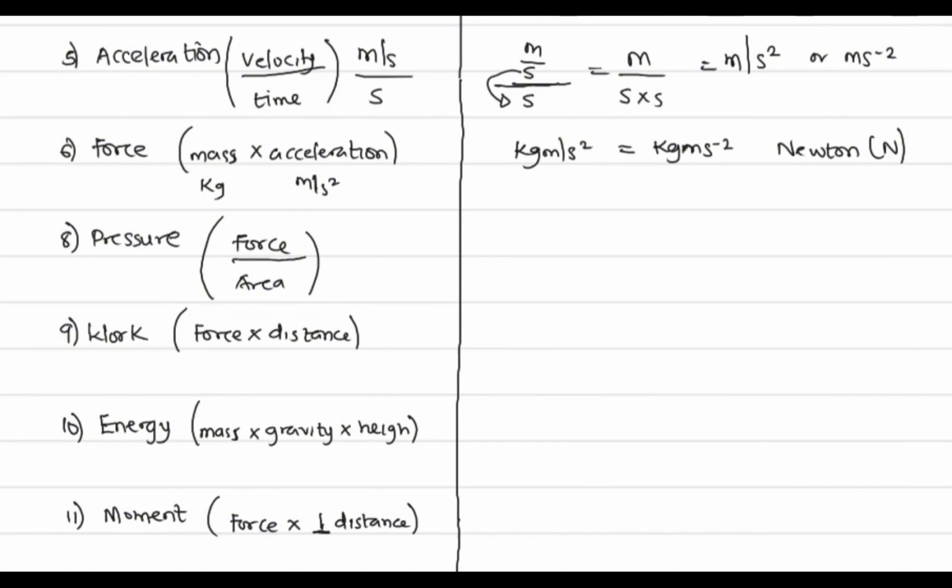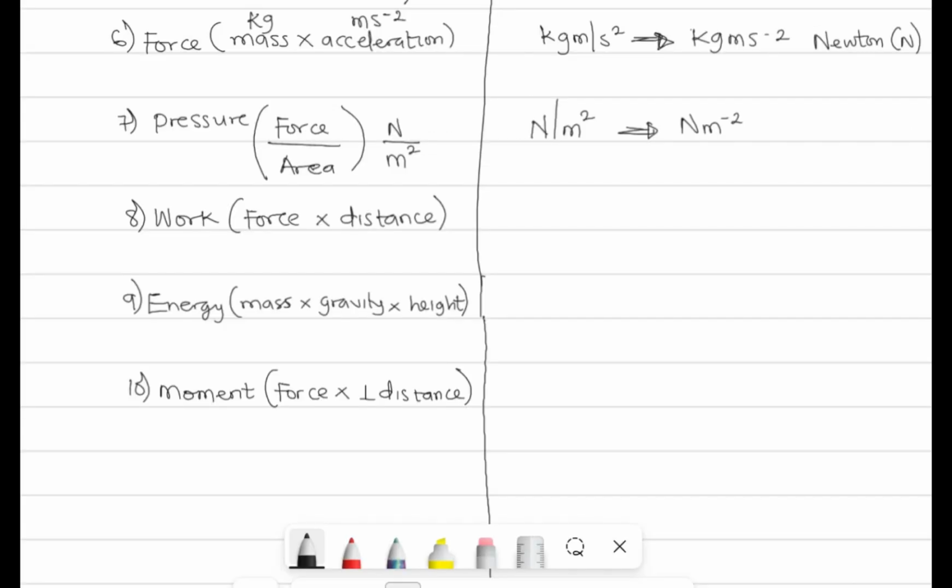Pressure is actually force over area. Force is measured in Newton, and area is measured in meter square. So at the end of the day, it gives us Newton all over meter square, or using indices, Newton per meter square. We should be able to do this using the formulas we have. You can try many. Okay, so we have our unit for pressure, which is Newton per meter square.